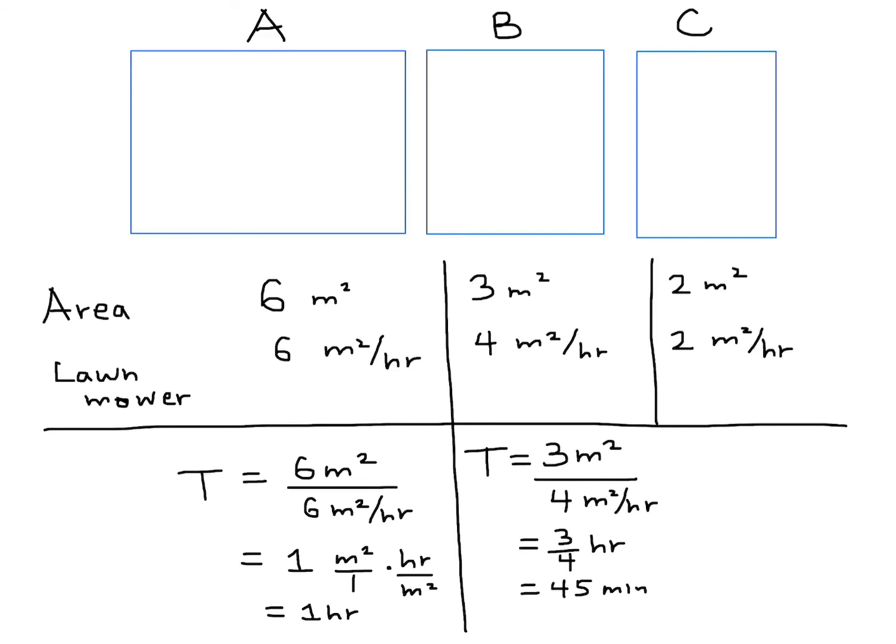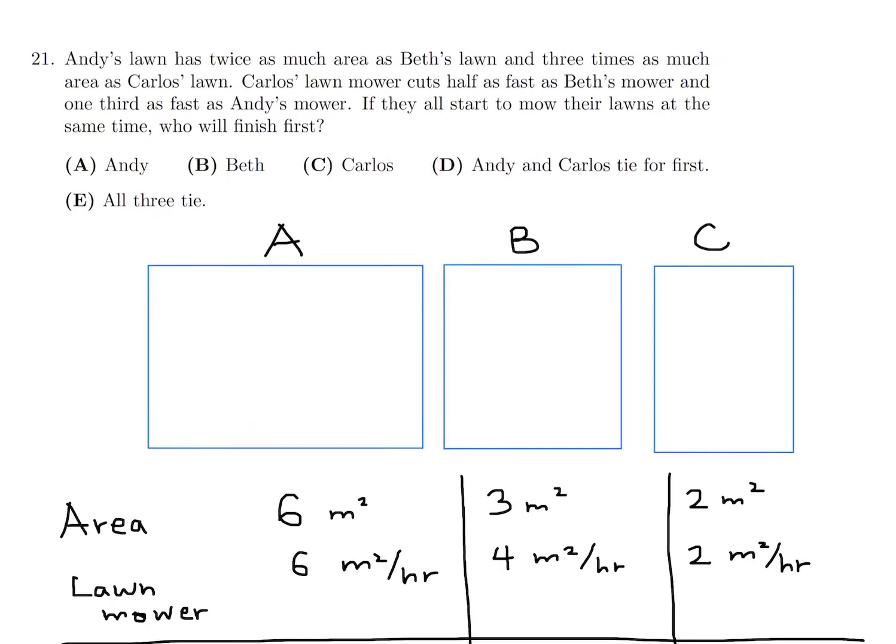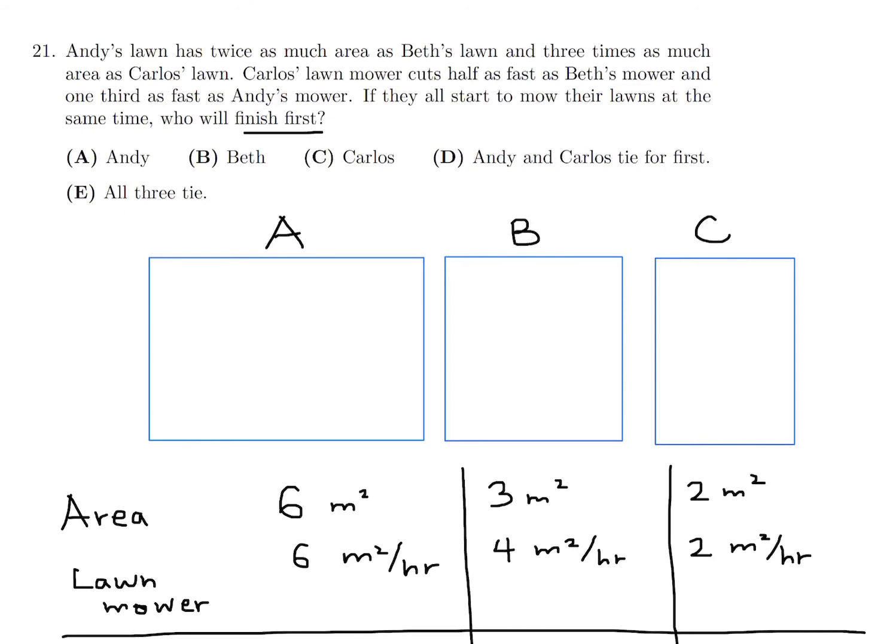And then finally, Carlos, his time is 2 meters squared over 2 meters squared per hour, and this looks like 1 hour. So Andy takes 1 hour, Carlos takes 1 hour, but Beth completes her lawn in 45 minutes. So Beth is the one who finishes first. So the answer for 21 is B.